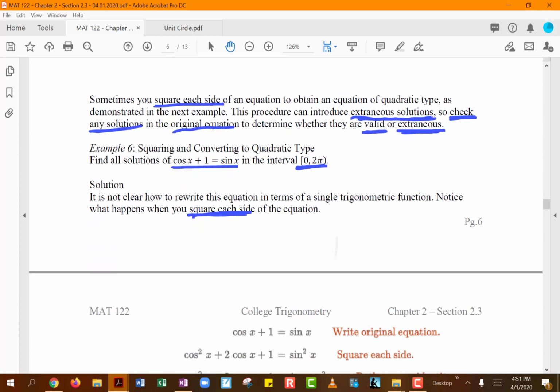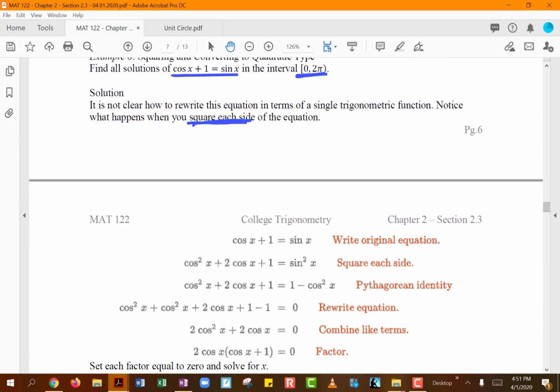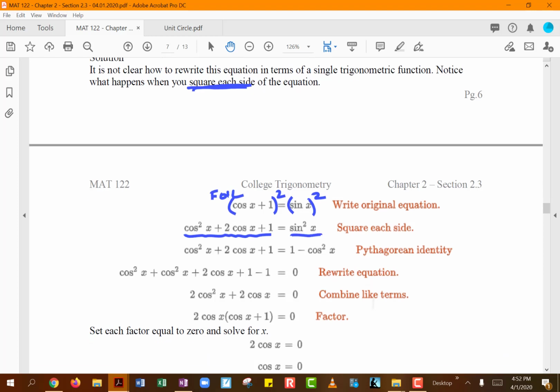So the first thing you're going to do is take each side of your equation and square it. For the left-hand side, you will need to FOIL it, which will give you this expression here, cosine squared of x plus 2 cosine of x plus 1. And then, of course, the right-hand side will just become sine squared of x.